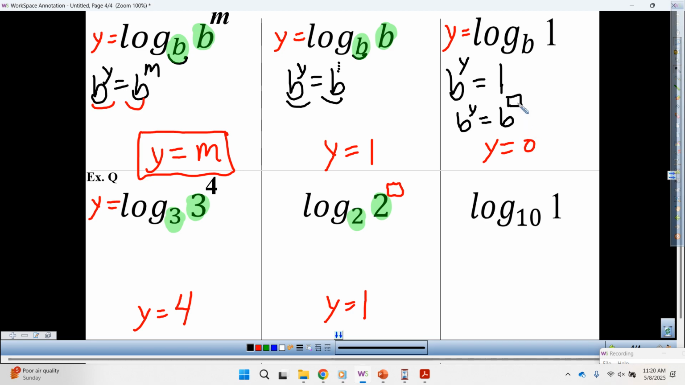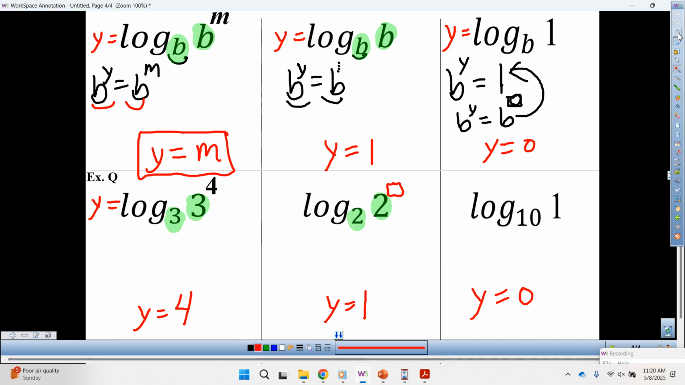What did we just say? Any number to the what exponent? To the what exponent, Mario? 0. Very good. 0. B to the 0 is 1. So that's why y equals 0. So, look at this one. Log base 10, but the given number is 1, so what is y, everyone? Y is equal to 0. That is correct. All right, so remember these, because these are the given ones that we're going to be looking at.